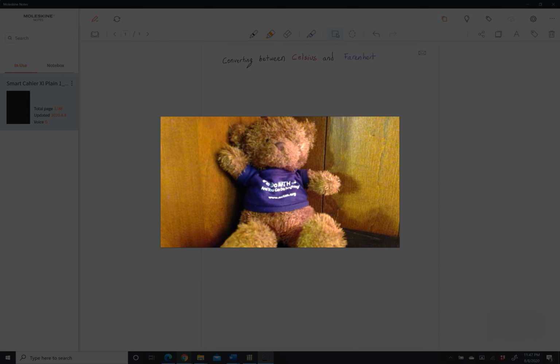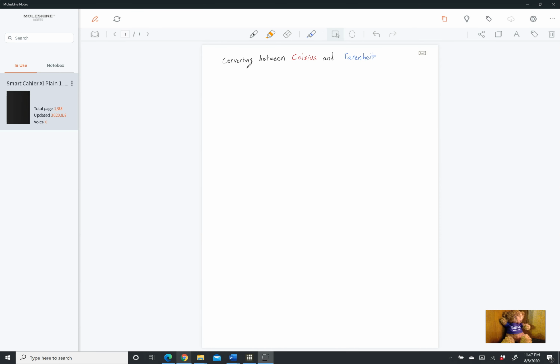So let's do some converting because that's going to come up certainly. Let's talk about how you can go from one to the other. Let's start with going from Fahrenheit to Celsius, degrees Celsius. Let's write this down. I'm going to keep Celsius in red and Fahrenheit in blue just so that you can easily differentiate between them when I'm writing.